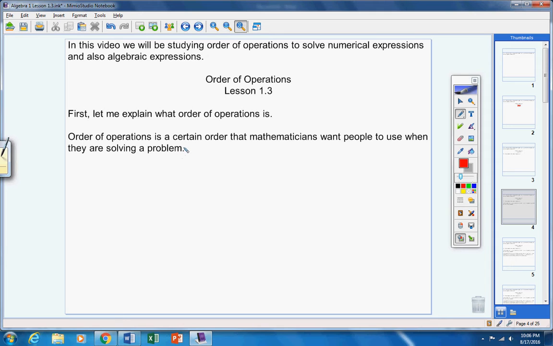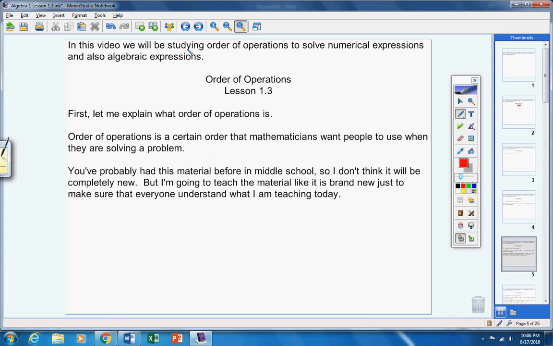And when I say a certain order, I'm talking about adding, subtracting, multiplying, dividing, exponents, roots, parentheses, brackets, etc. Okay? So order of operations is a certain order that mathematicians want people to use when they are solving a problem. Now, you've probably had this material before in middle school, so I don't think it'll be completely brand new, but I'm going to teach the material like it is brand new just to make sure that everyone understands what I am teaching today.